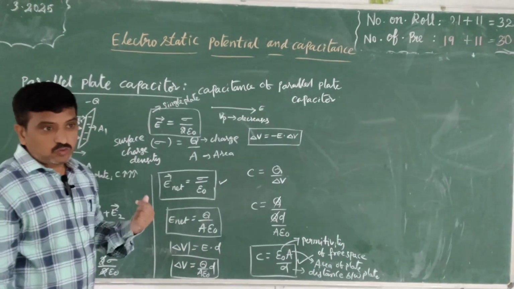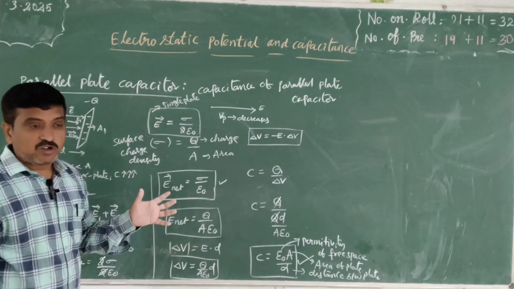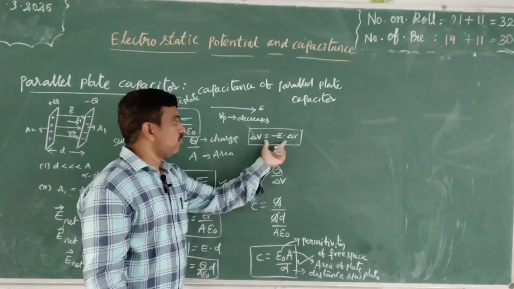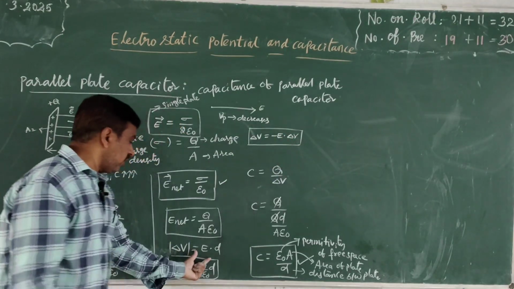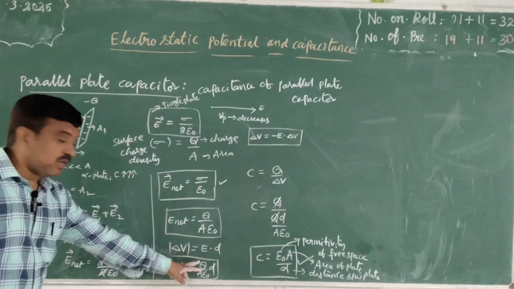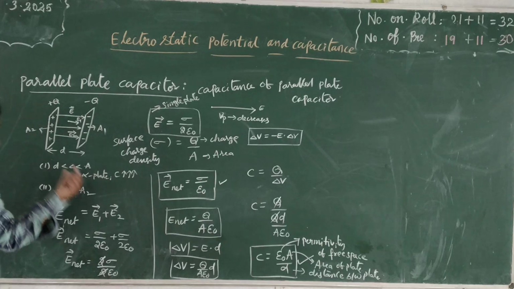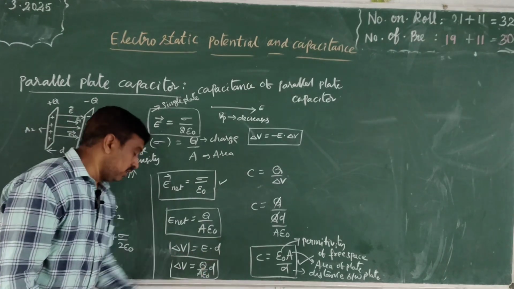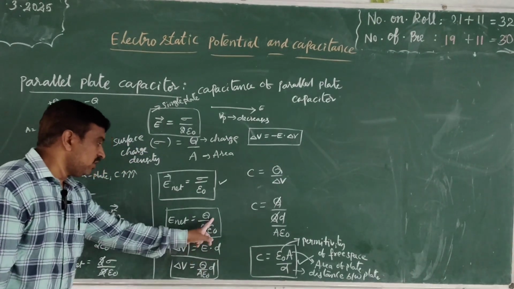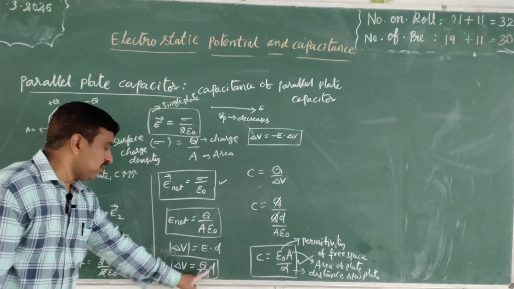We know the relation between electric field and electric potential: delta V equals minus E dot delta r. We can take only the magnitude, E dot d, because the distance here is d. So delta V equals E d, and with E as Q by A epsilon naught, delta V equals Q d by A epsilon naught.